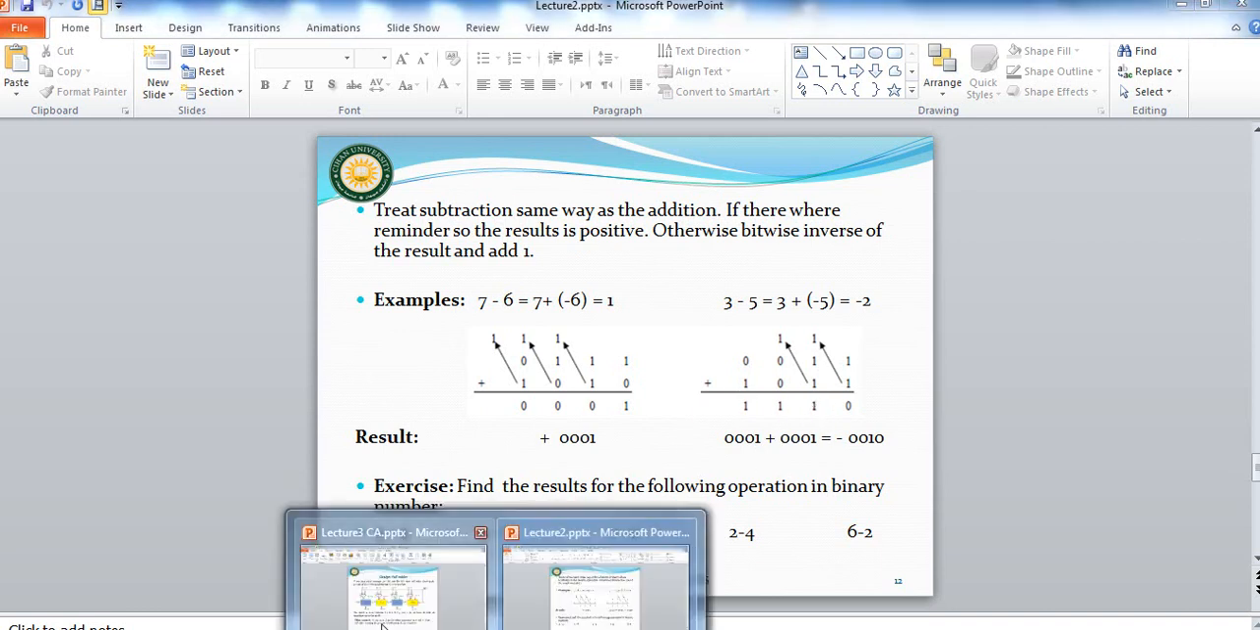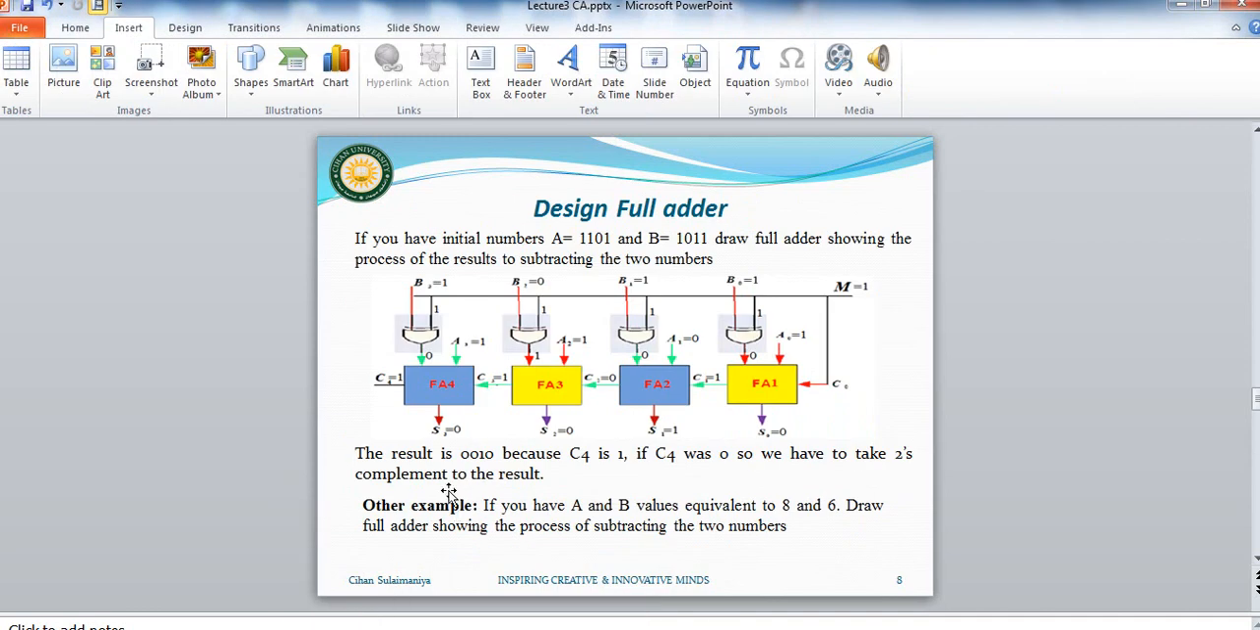So now if we get back here, the result is 0 0 1 0, and there is carry out, so the result is 0 0 1 0. Now if the carry out is 0 here, you have to take the 2's complement of this one.